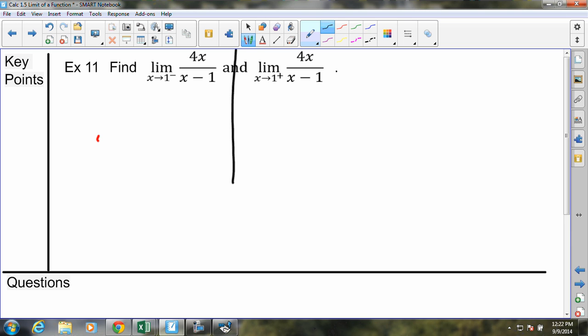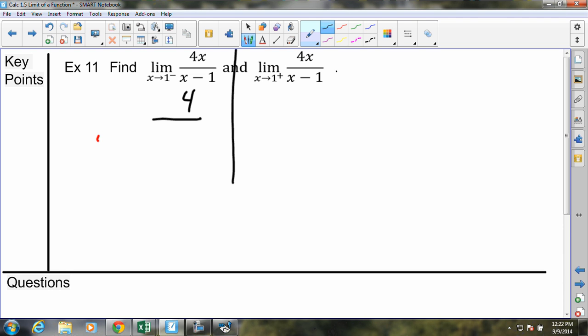Well, 4 is like 4 times 0.9, 4 times 0.99, 4 times 0.999, 4 times 0.9999999 is closing in on 4 times 1. Specifically, 4 times positive 1.